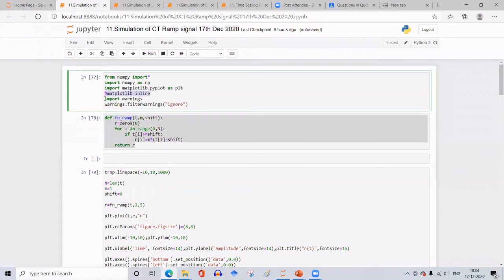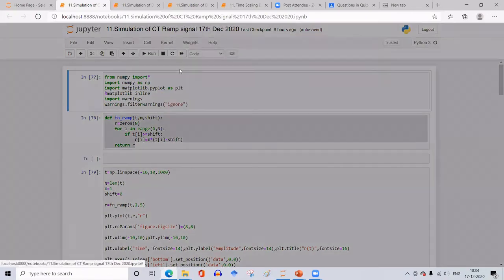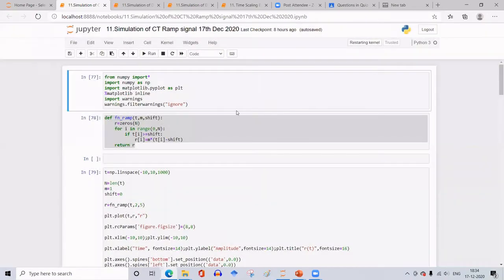And then we have seen that some version related warnings will come. To suppress that, we are giving these two lines, import warnings and warnings dot filterwarnings ignore. Okay. So first let me restart this page. Now I'll run this first cell so that all the import things have been carried out properly.